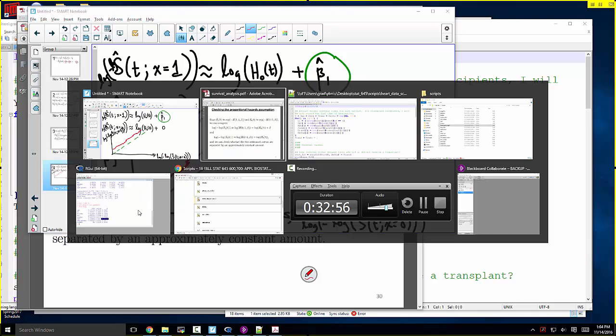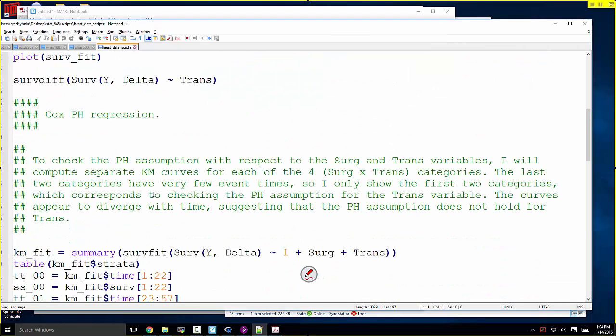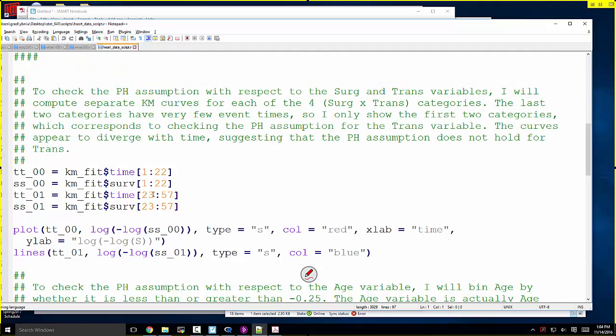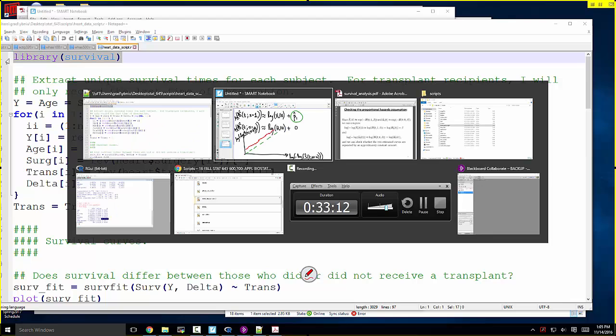Let me show you one example of actually implementing this. It's easier to implement than it is to describe what it is. So let's go to the heart data real quick. These come with the survival package, and let's take a look at what they contain.